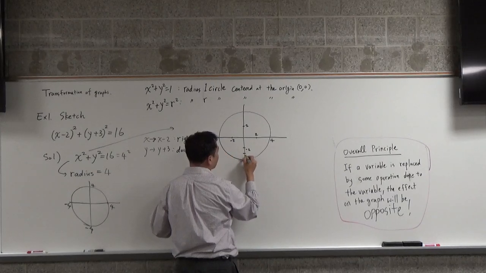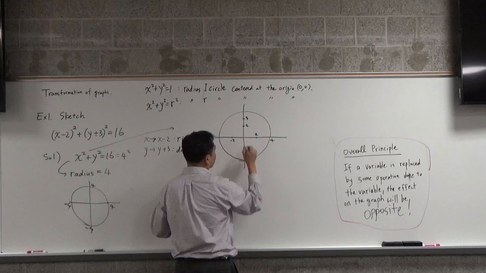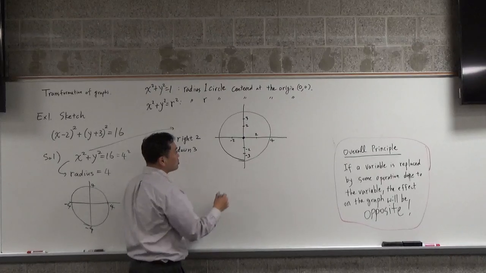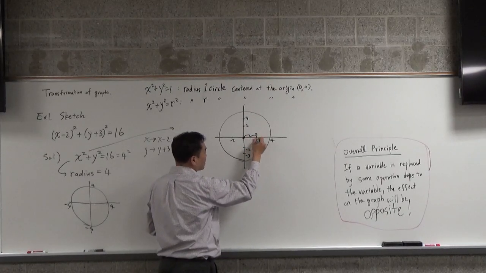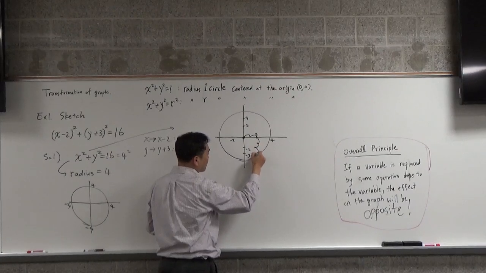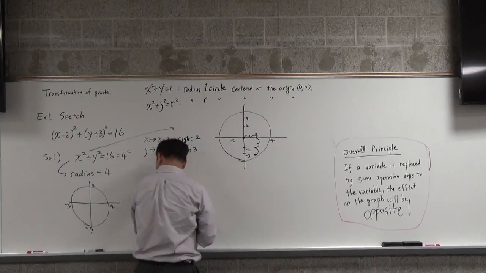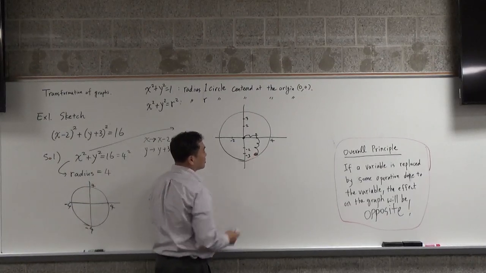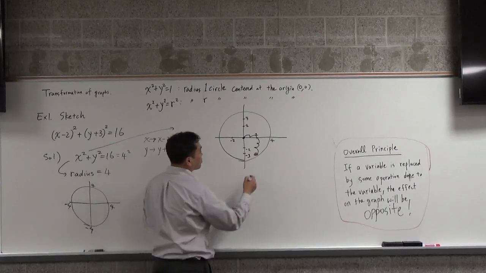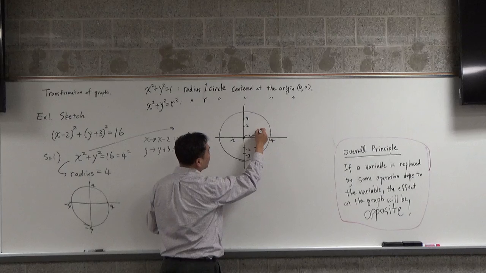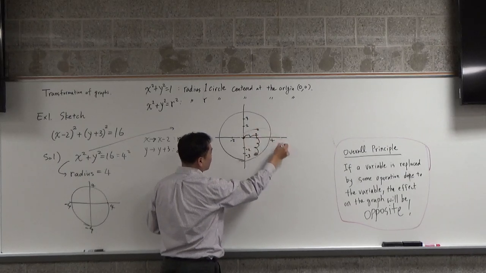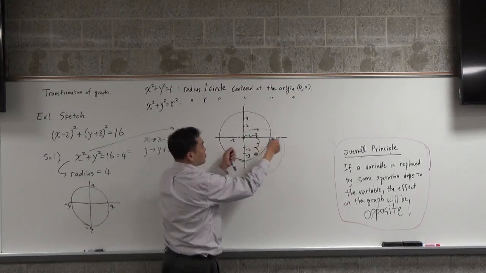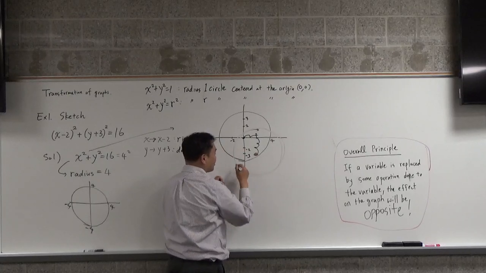Okay, and then maybe -3 here, +3. And this center now is going to move 1, 2 steps right, and then 1, 2, 3 steps down. So you're going to end up with a new circle whose center is right here. And that center is going to have radius of 4. So it's going to be like that. Okay, so this circle moved 2 steps right, 3 steps down, and this is the new circle.